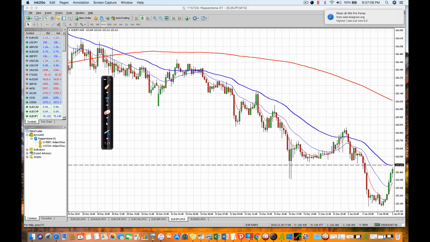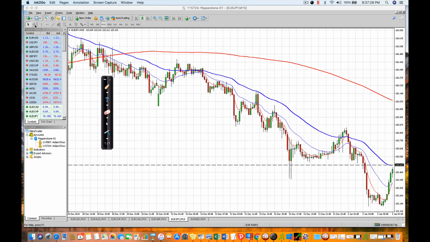So if you want to be a bit more conservative, wait for the price to go up above the 50 and place your sell stop at the 50. So if it comes back down, you'll trigger your sell stop. All right. So the next question would be, okay, where are you going to put your stop loss?